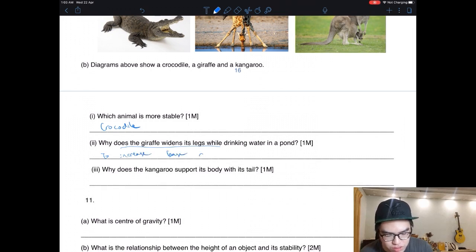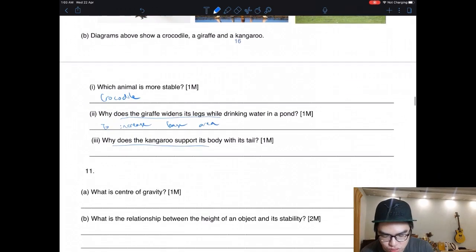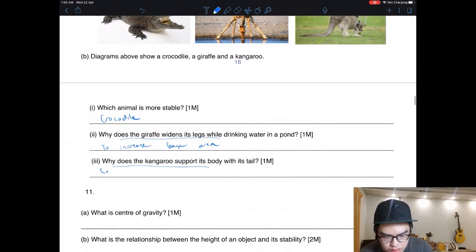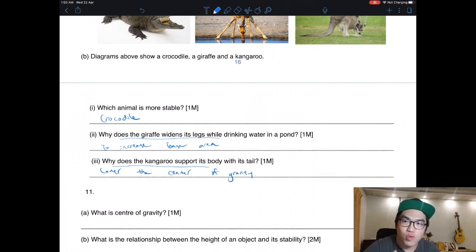Why does the giraffe widen its legs? To increase base area. Why does the kangaroo support its weight with its tail? There's a tail there. This is to lower the center of gravity. Because the tail is low, you have more weight down there.